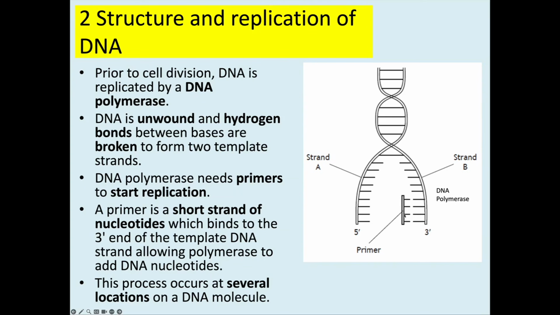And that thing is called a primer, which we can see in the diagram here. Now, a primer is a short strand of nucleotides which binds to the 3' end. Okay, we can see the 3' end of the template strand. And that allows DNA polymerase to move in just after the primer and start to replicate the original strand of DNA. Now, we know that we use complementary base pairing to do this.